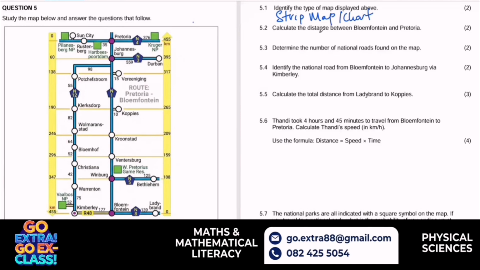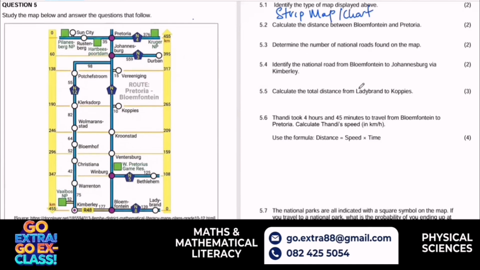Now calculate the distance to Pretoria. So we are looking at these 2 far points here, as you can see, Bloemfontein and Pretoria. So the distance between these 2 points. You can use the left-hand side, from this 0 and then going down here to Bloemfontein. This vertical line is the same as this distance line on this side. So you can see that the distance between these 2 points is about 455 kilometers apart.